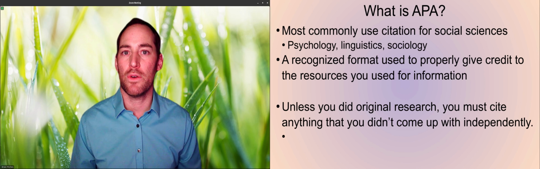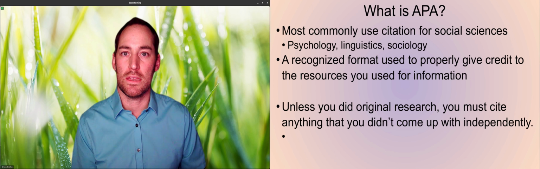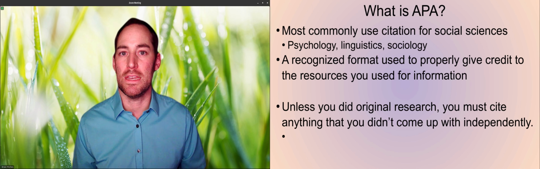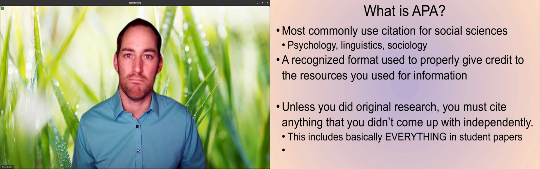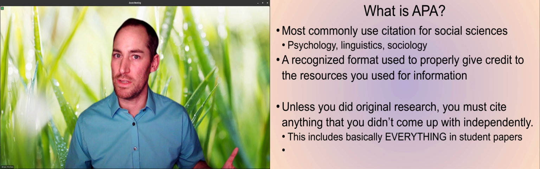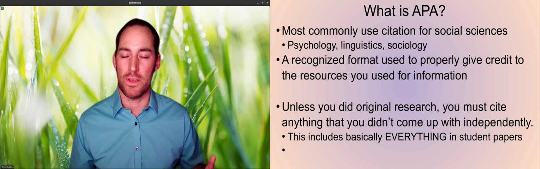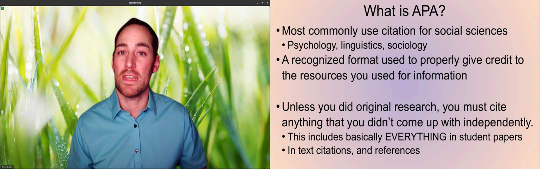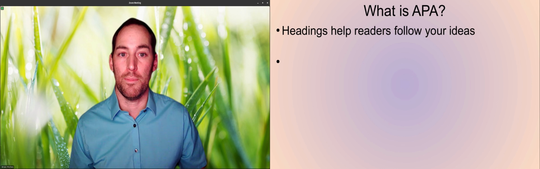So unless you did original research, like collected your own data, almost everything that is in your paper will be cited. You have to cite anything you didn't come up with independently. So pretty much everything in an undergrad paper is going to be like that. Unless you're doing one of my classes that does a full research paper, then your results are obviously your own results, your data is your own data, that kind of thing. So in-text citations and reference lists are big.